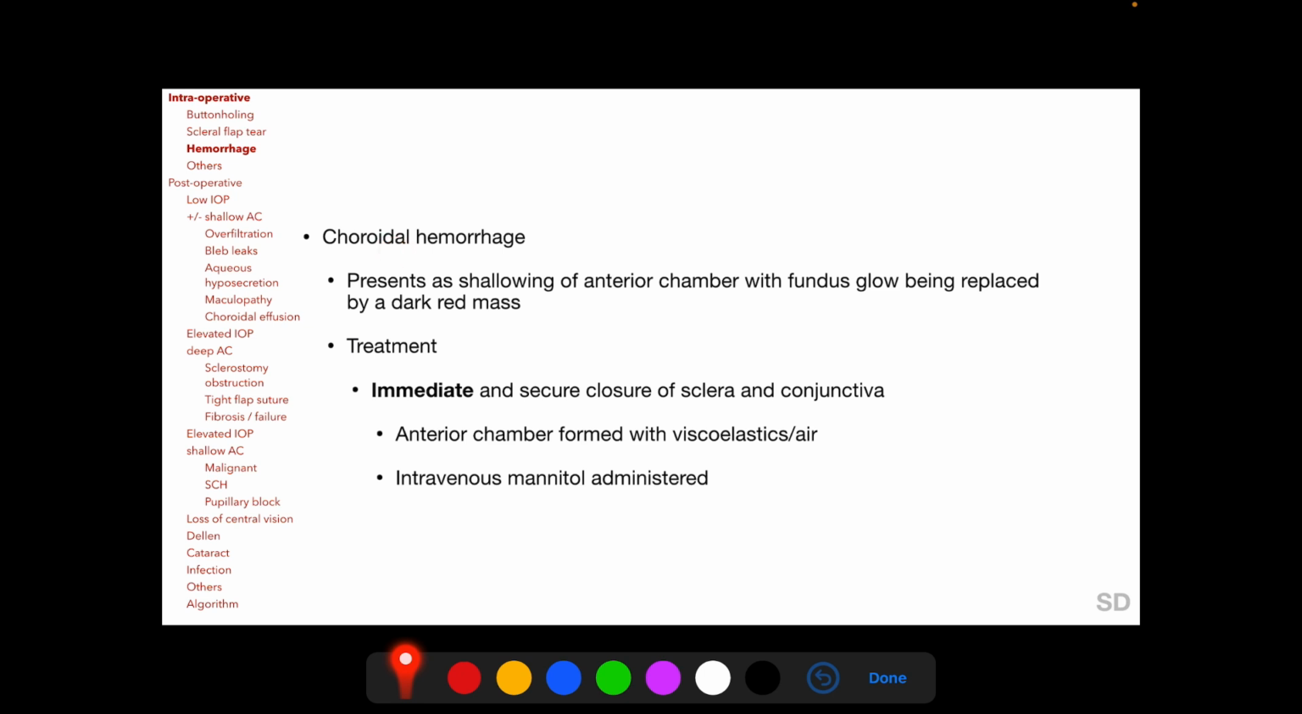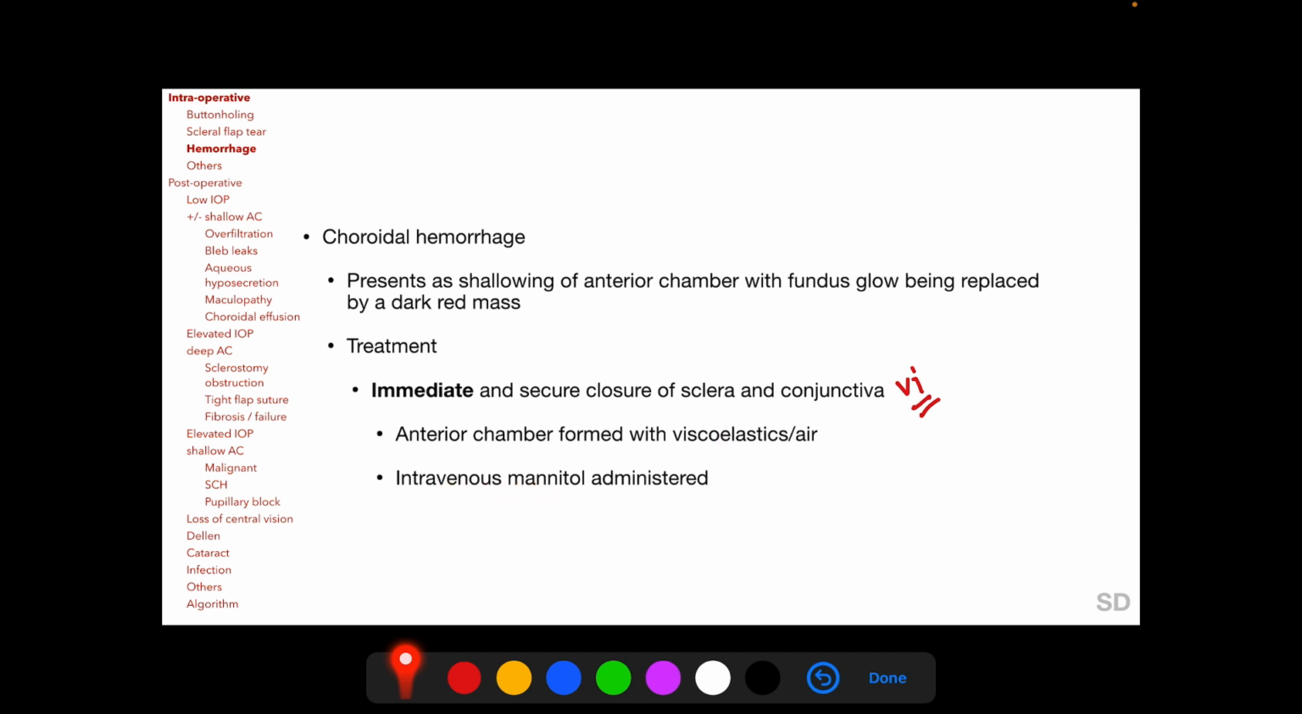Intraoperative choroidal hemorrhage presents as a shallowing of the anterior chamber with the orange-red fundus glow being replaced by a dark red mass, and it is potentially a blinding condition. The procedure should be stopped, and immediate and secure closure of the sclera and conjunctiva is essential, and this is very important to remember. Additionally, the anterior chamber can be formed with viscoelastics, and intravenous mannitol may be administered to lower the intraocular pressure.